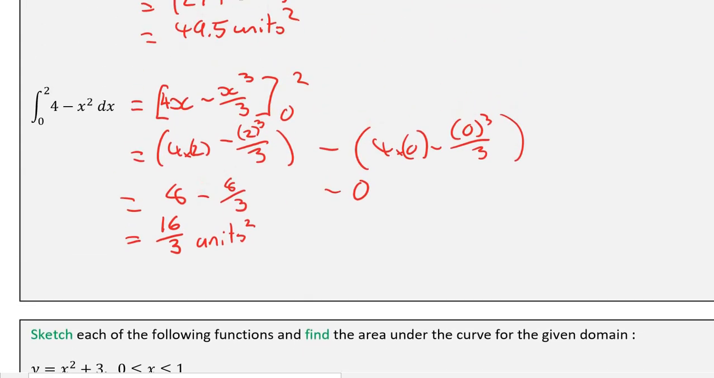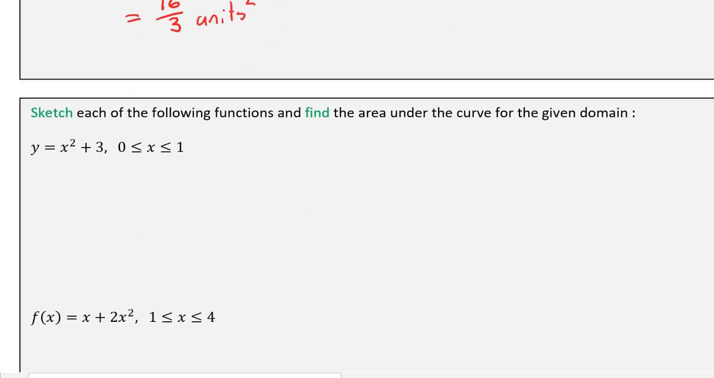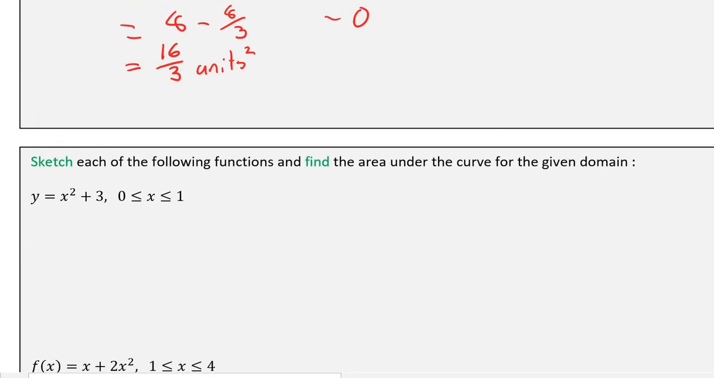Okay. Questions, comments, concerns? 16 thirds, so that would be 5 and 1/3. Have I made a mistake? No. Where have I lost you guys?